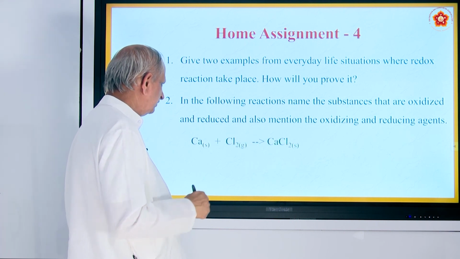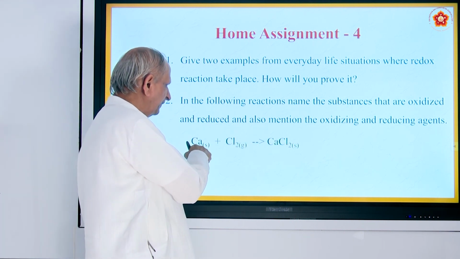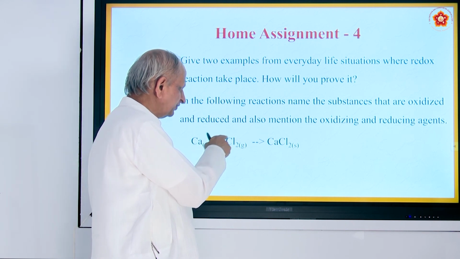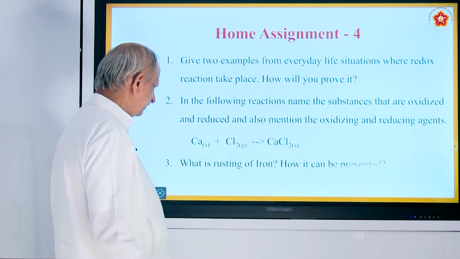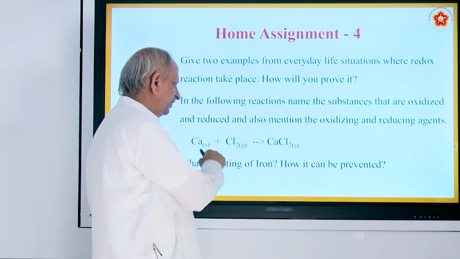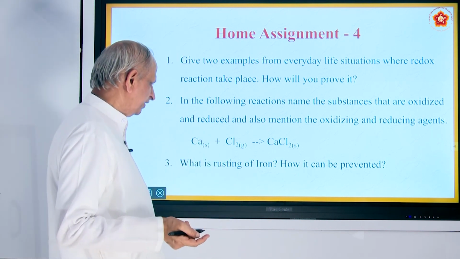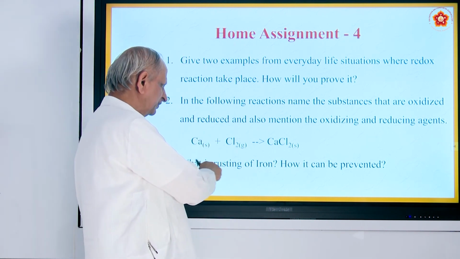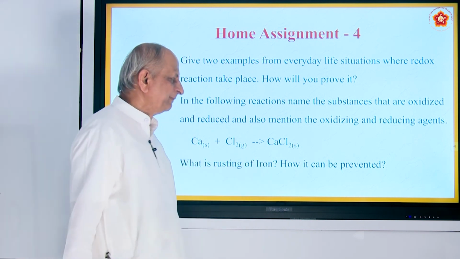The third question, in that this is an example. Here you must tell which is oxidized, which is reduced, and also you must say which is the oxidizing agent, which is the reducing agent. Last question, what is rusting of iron? How can it be prevented?